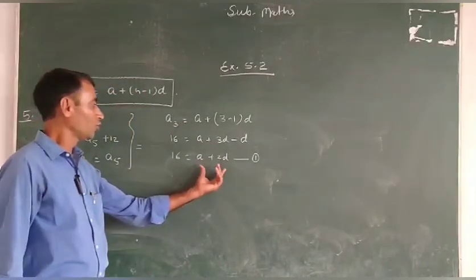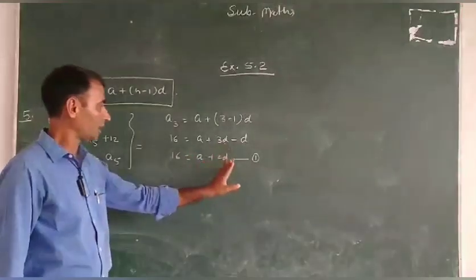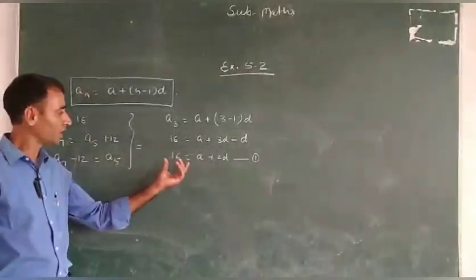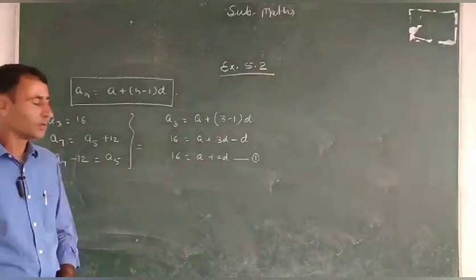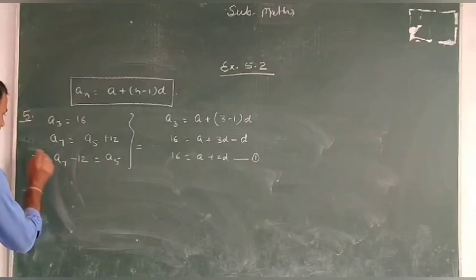Here we have two variables, A and D. We don't have the value of A and D as well. So to solve this question, we need another linear equation in terms of A and D. For this, we are going to use this relation, and that's A7.